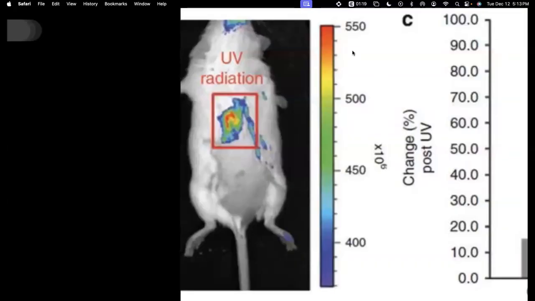So on the right, we have a scale of the change of percentage of post UV exposure. And we have a mouse laying on its back. And this red square really exposes the UV radiation that is present on that mouse. I just wanted everyone to take a look and see how the scale varies just from a very small spot.